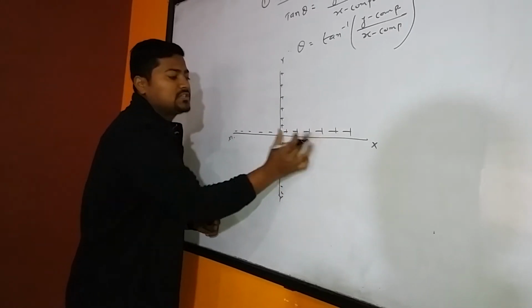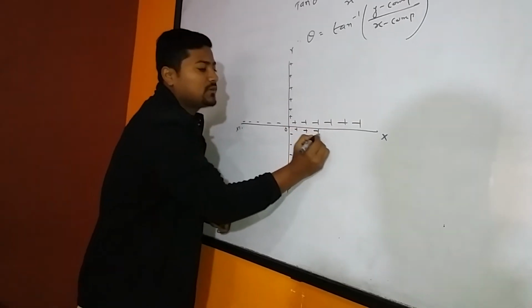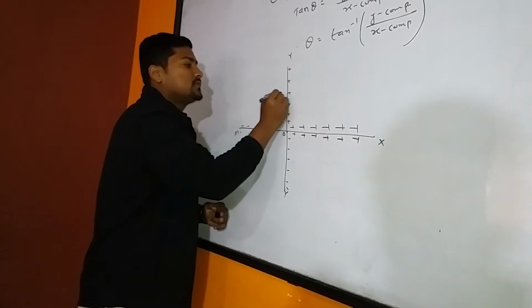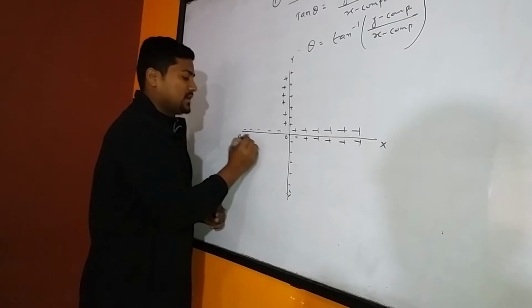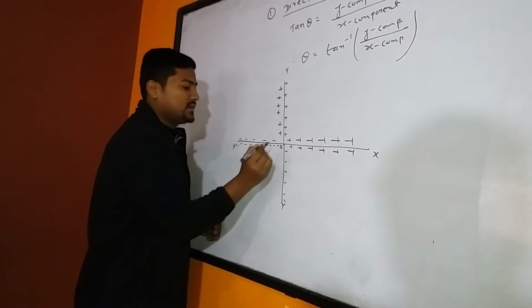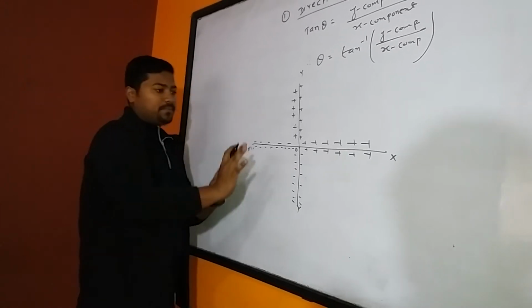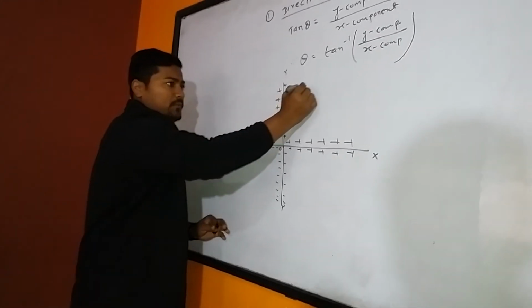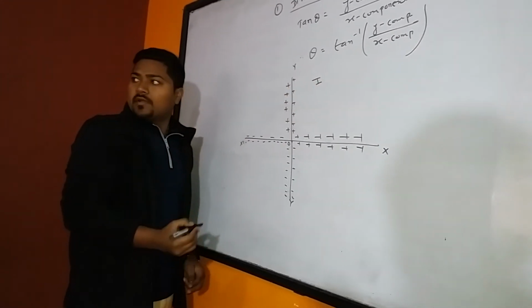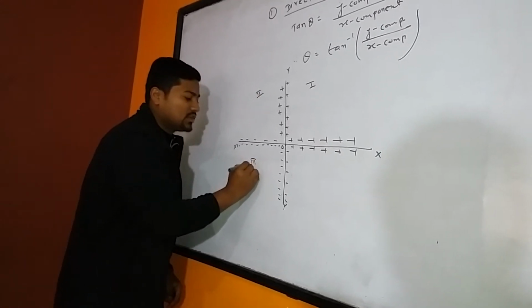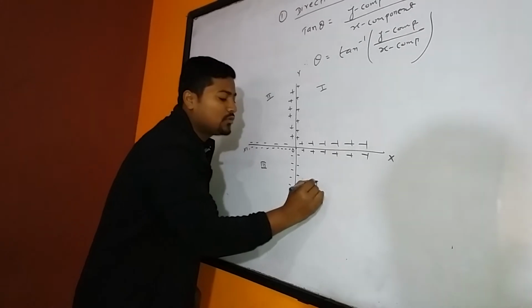Like this, positive. This is also positive. This is negative. This is also negative. Now this is called the first quadrant, this is the second quadrant, this is the third quadrant, and this is the fourth quadrant.